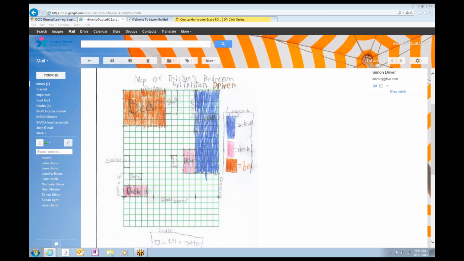The blue, right here, is the closet. It's a big closet. Then I made the pinks the desk. Oh, good. Then the orange was supposed to be the bed. Perfect. With everything else, I didn't make a legend of it. I just wrote it on the paper.